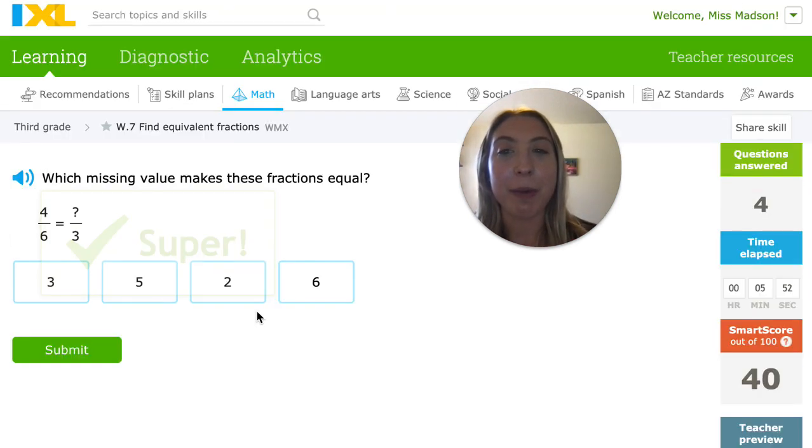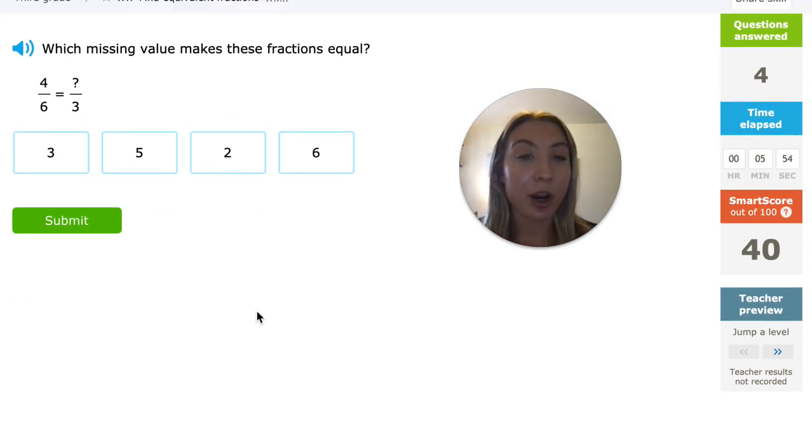So have fun, and remember, if you have a piece of paper and a pencil, write out your multiplication and division. If it helps, write out your skip counting as well, or use your fingers, and have fun.